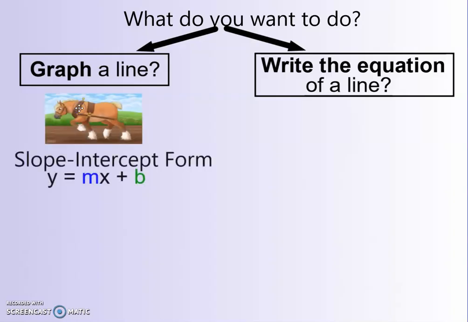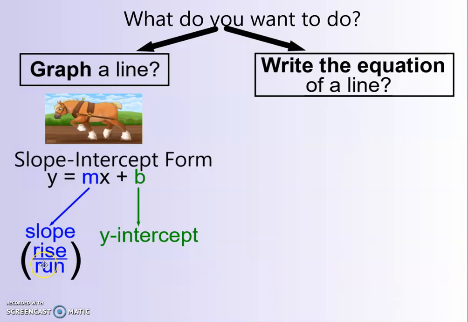If you want to graph a line, slope-intercept form is your go-to. You have this b, this y-intercept. That's your starting value. You mark the y-intercept. And then m is the slope, and you use the slope, the rise over the run, to generate all the other points on that line that you need. Slope-intercept form is a great form for graphing a line. But what if you want to write the equation of a line? What should you do then?